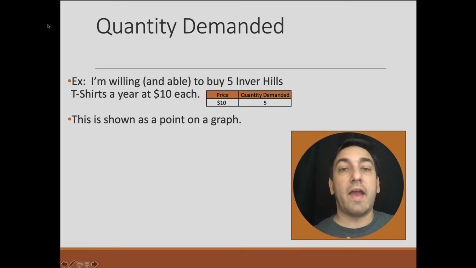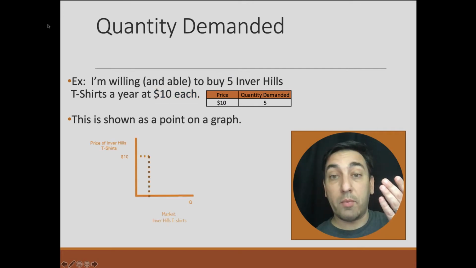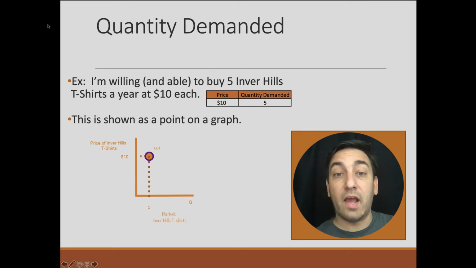So this is the first example of quantity demanded. Let's say I'm willing and able to buy 5 Inver Hills t-shirts a year at $10 each. Notice the 3 parts. In order to be included in quantity demanded, you have to be willing and able to purchase a specific quantity at a specific price. I have all 3 of those. So now that I have told you that I would buy 5 t-shirts at $10, we're going to throw that on the graph.